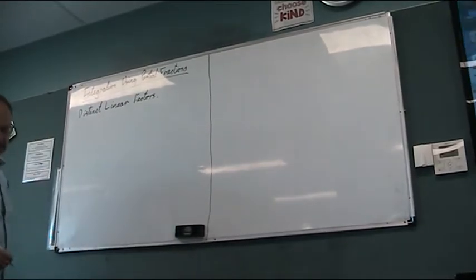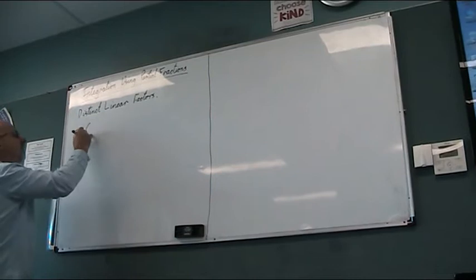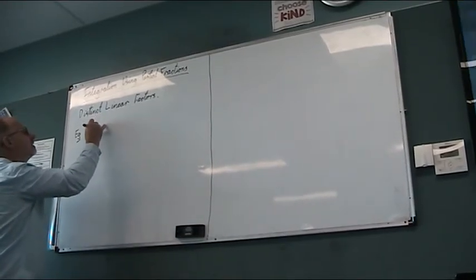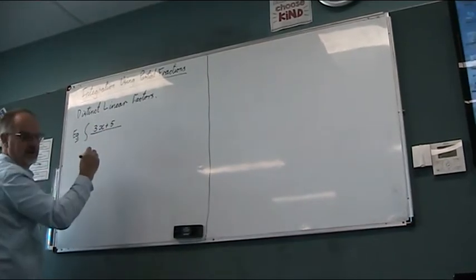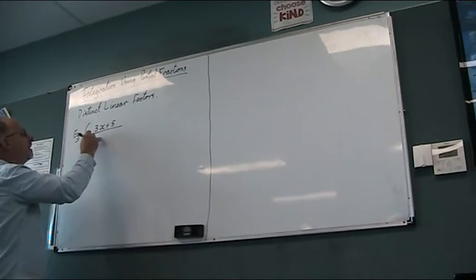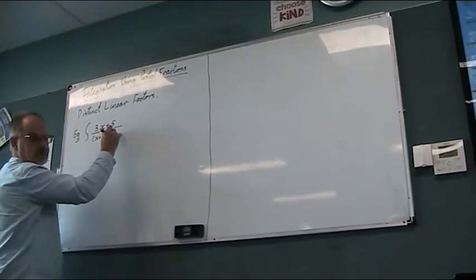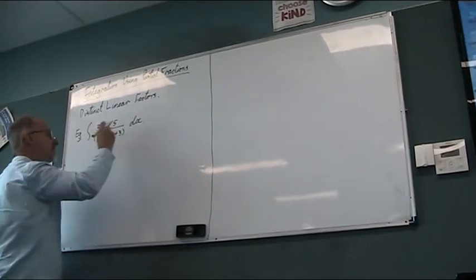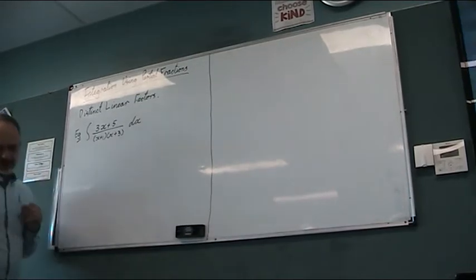Alright, so an example might be we want to find the antiderivative of, say, 3x plus 5 over x plus 1 times x plus 3 dx. Now this one's already factorised, they might not always already be factorised.